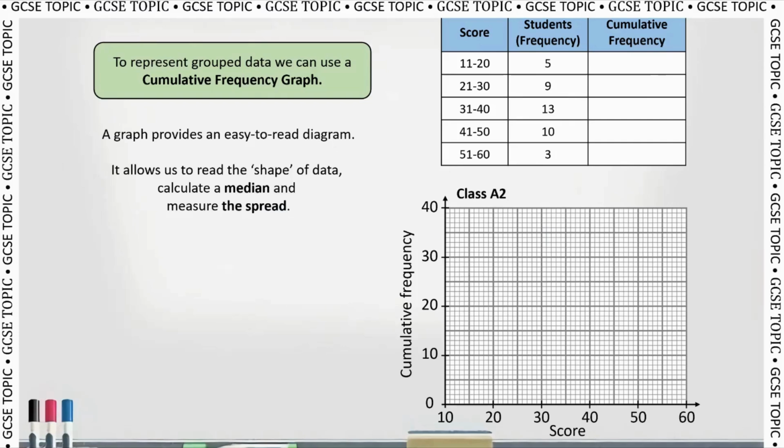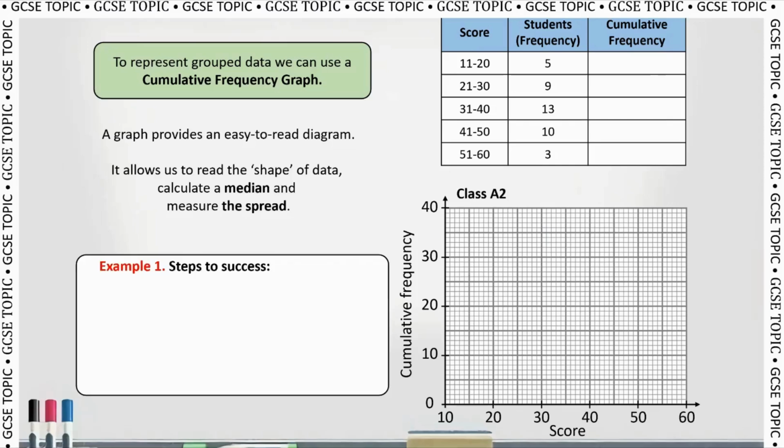So for example 1, we have been provided data for scores achieved by students in their maths assessment. In order to calculate the cumulative frequency and to be able to plot it, I am going to use 3 steps. In step 1, I'm going to calculate a running total for my data, and this will then give me the cumulative frequency. Now, in order to work this out, all you do is add up the frequencies as you go down the cumulative frequency column.